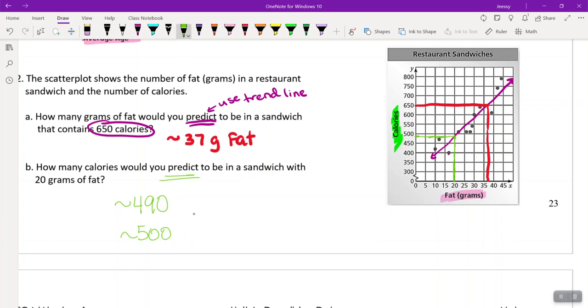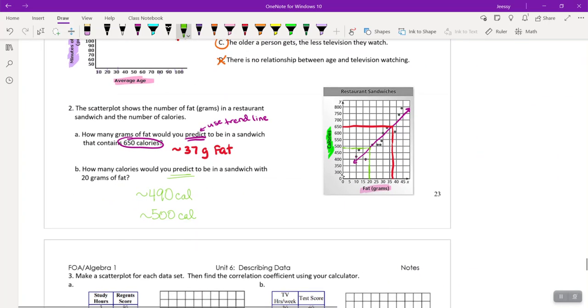I don't mean grams, I mean calories. If 490 wouldn't be a choice, then you would go with 500. If you said 500 but 490 was a choice, then you would go with 490, okay? And when it's something like predicting, they tend to not give you choices that are too close to each other that you would have a doubt. It's very obvious which one it would be, okay?